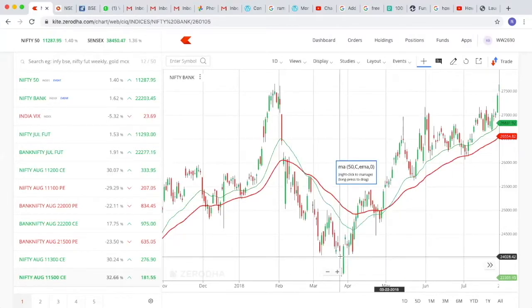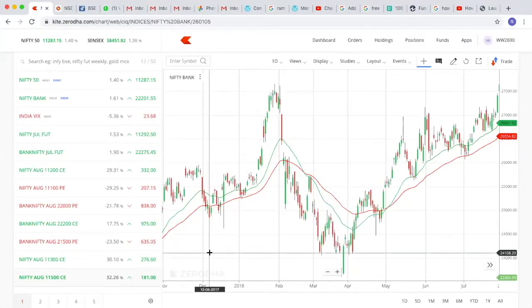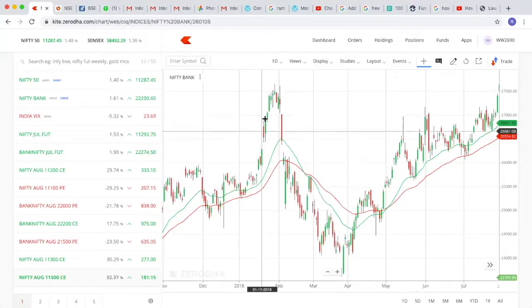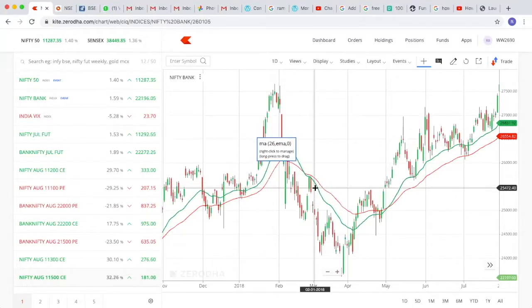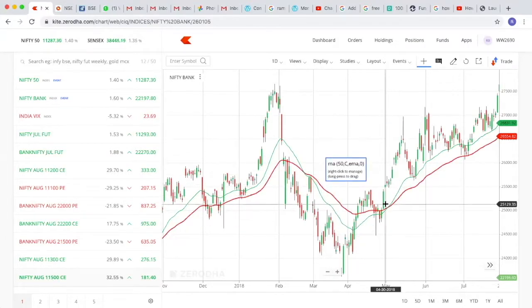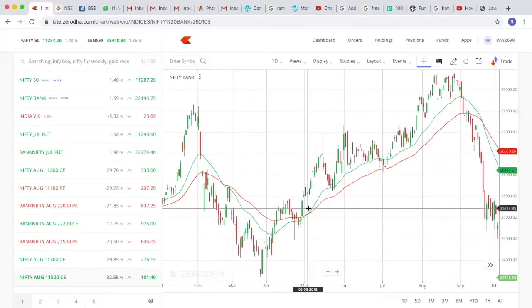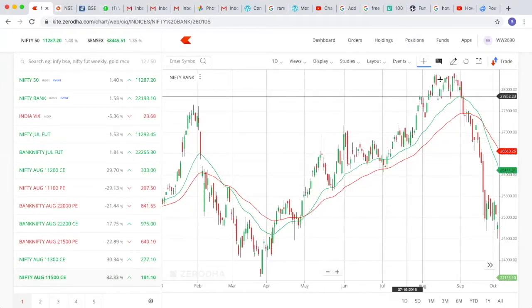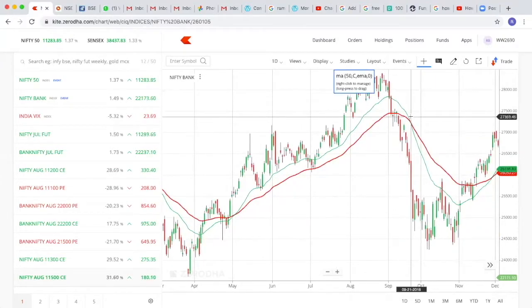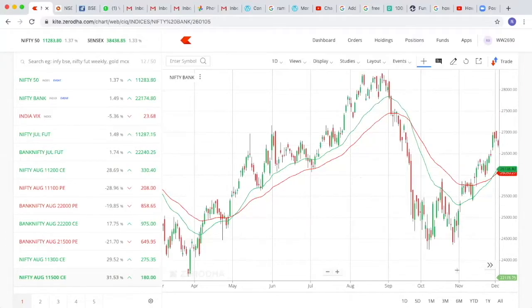Okay, so you can see that whenever the green line is above the red line, the market is in a positive direction, and whenever the green line is below the red line, the market is in the negative or the downtrend, the bearish phase. Again, here if you can see, the market has crossed the red line and it has entered into the positive zone. The market has moved up, and again if you can see over here, the market has started going into the negative direction and the line has also crossed the red line.